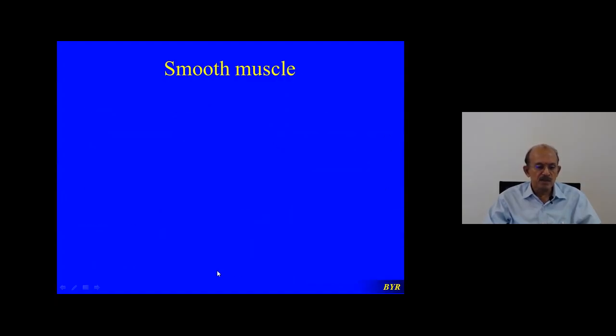Prostatic utricle is a vestige. There is no significance for that. Verumontanum means it is only an elevation, that's all.